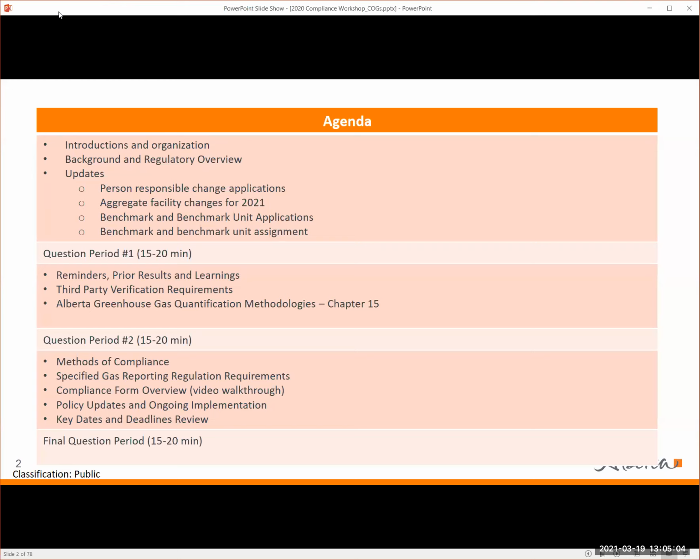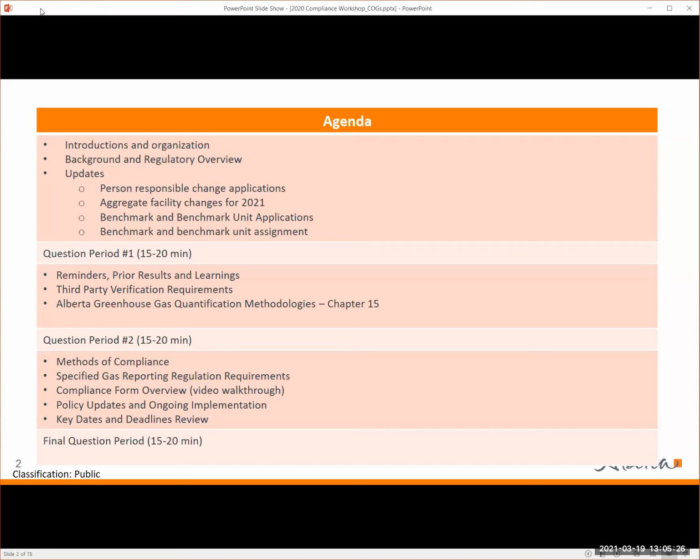If you're not able to get your question in today, or if you have follow-up questions following the presentation, please submit those to aap.ghg@gov.ab.ca, and we'll respond as quickly as we can. And finally, the PowerPoint deck will be published on the TIER Conventional Oil and Gas website following the workshop.